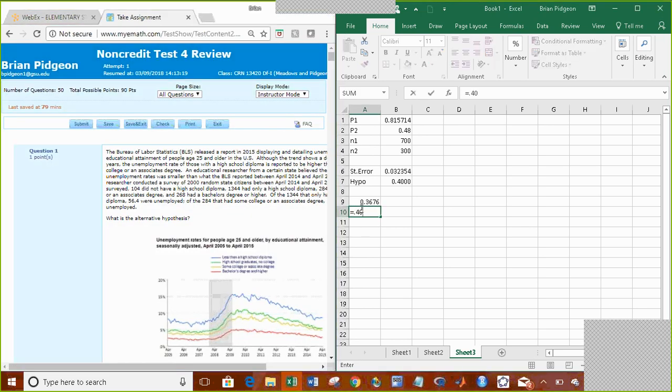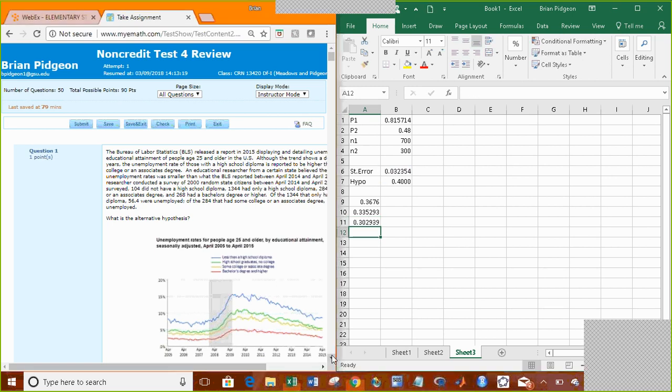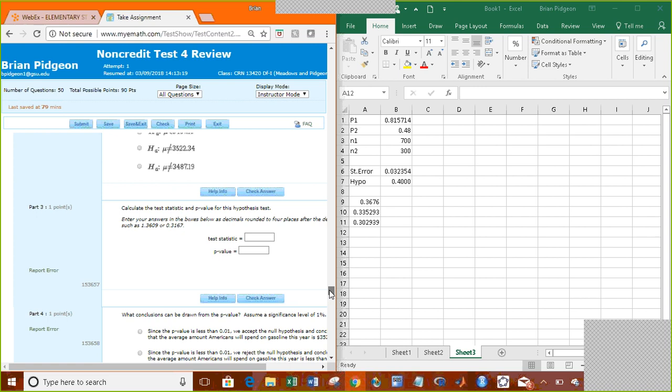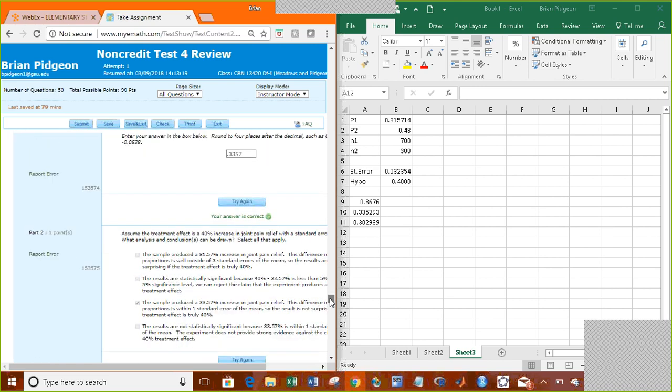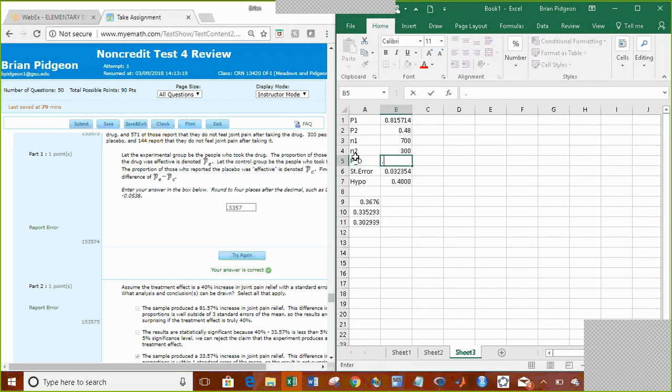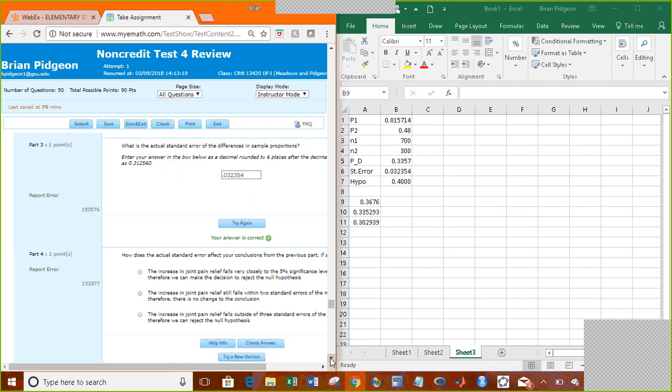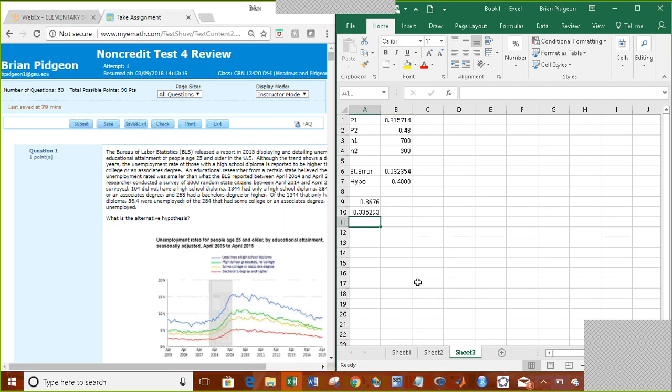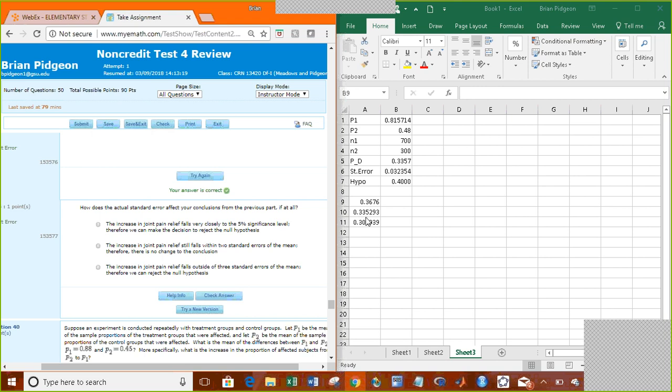Let's do 0.4 minus 2 standard errors. And then let's do 0.4 minus 3. So, okay, I'll write that down. So 0.3357 was our difference. I erased that, sorry. So if you look here, our value is basically now contained within 2 standard errors of the mean, 0.3357, 0.3352.